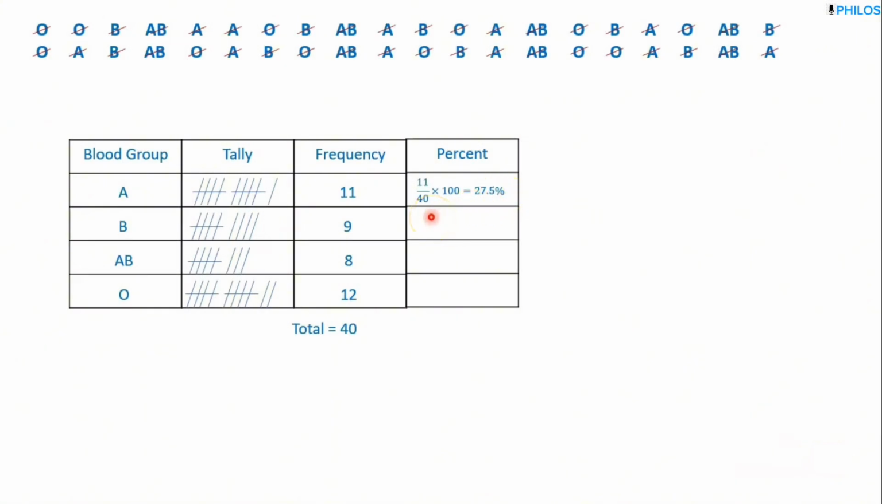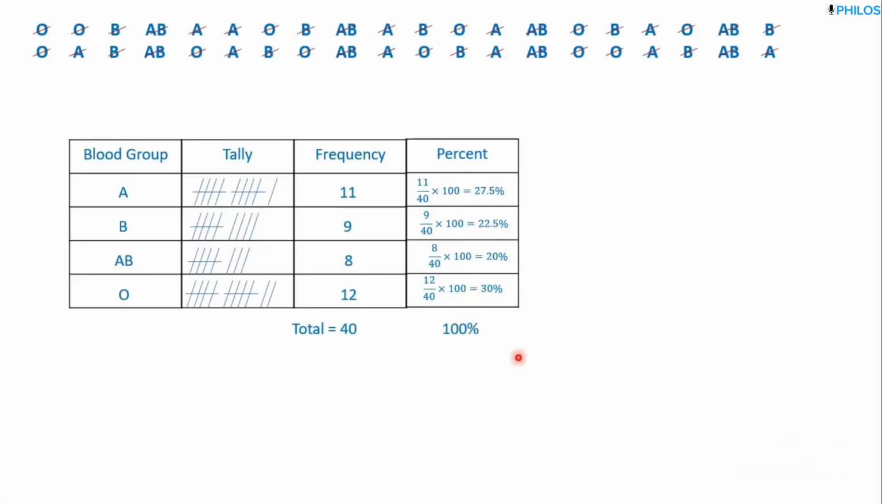So we go to blood group B and take 9 over 40 times 100. And that will give us 22.5%. Okay. Then we also do that for blood group AB. 8 over 40 times 100%. That will give us 20%. Then we do that for blood group O also. So we take 12 over 40 times 100. So that will give us 30%. When you add all of them, you must get 100%, provided you do your approximations well. Okay. You must get 100%.